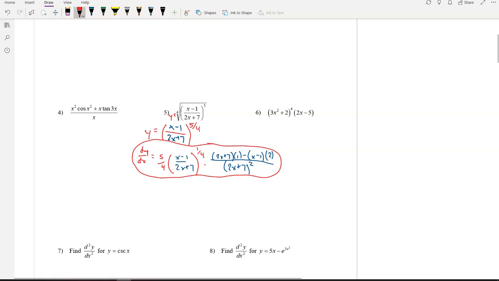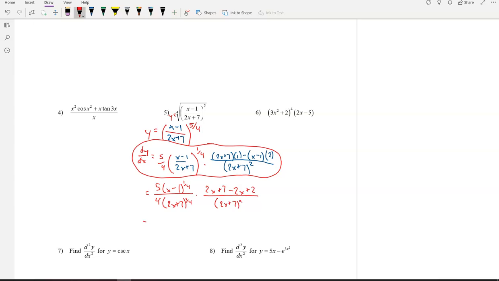Okay? If we did want to simplify this, I'll just show you that because it's sometimes helpful to see. Good gracious. All right, let me see if I can figure this out here. So that 1/4 exponent can distribute to both the numerator and denominator. So we would have something like 5 times x minus 1 to the 1/4 power over 4 times 2x plus 7 to the 1/4 power, times, and I'll go ahead and simplify this numerator over here, 2 times 2x plus 7 minus, and then let's see, distribute the 2, so it'll be 2x minus 2. So it'll be minus 2x plus 2, because you also have to distribute that minus sign there too. Over 2x plus 7 squared.